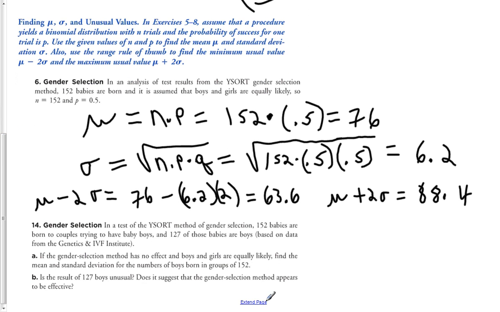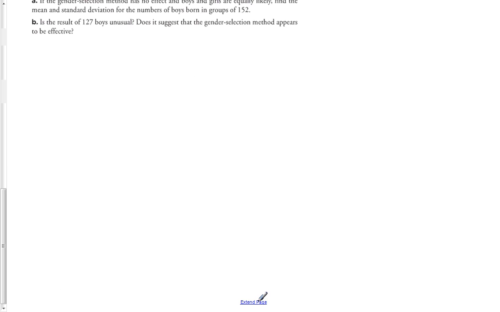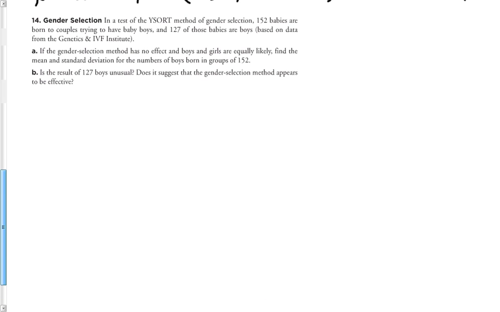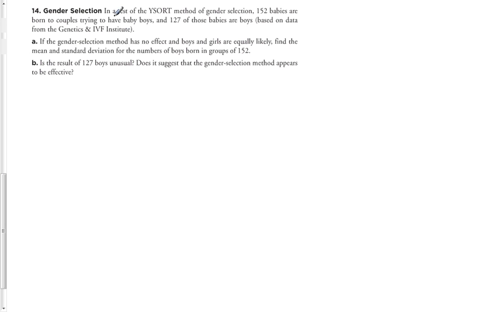But let's take a look at this one here, where we're not asked explicitly to calculate the minimum and maximum usual value, but it's implied that that's what we need to find. It says, in a test of Y-sort method of gender selection, 152 babies are born to couples trying to have baby boys, and 127 of those babies are boys. Part A says, if the gender selection method has no effect and boys and girls are equally likely, find the standard deviation and the mean for the number of boys born in 152 babies.